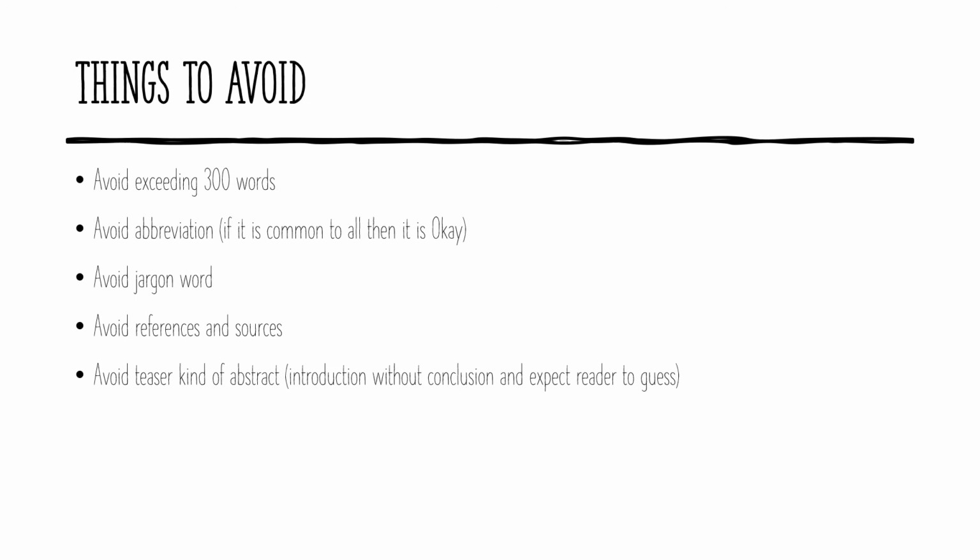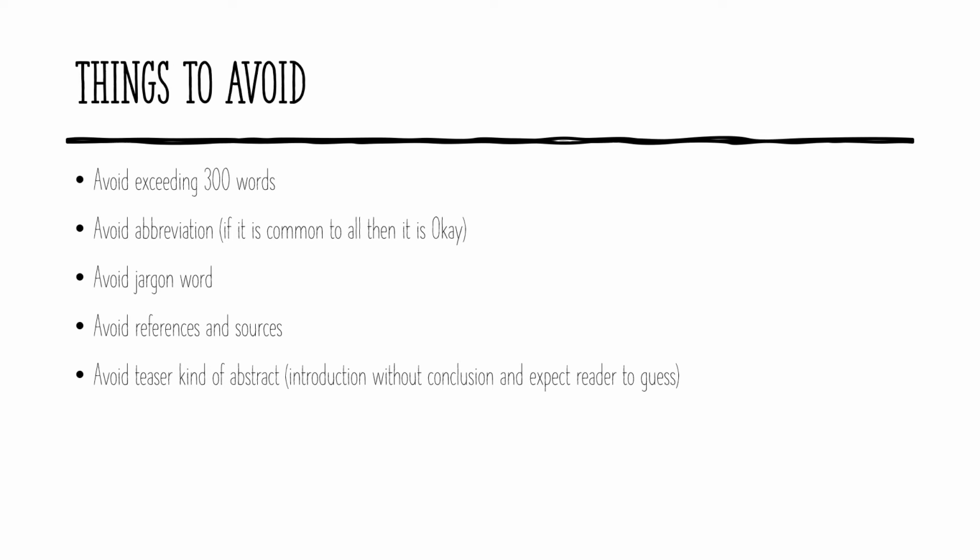Okay, things to avoid. Avoid exceeding 300 words. Don't write too many words inside the abstract. Avoid abbreviations if they are not common to all. If it's common to all, then it is okay. So write in full. Don't write abbreviations in your abstracts.